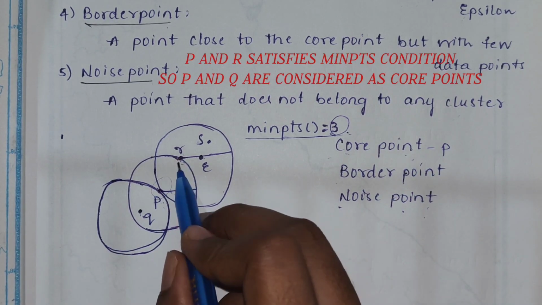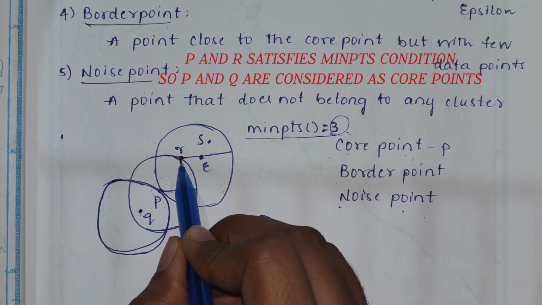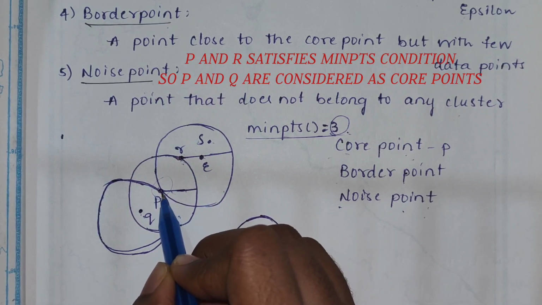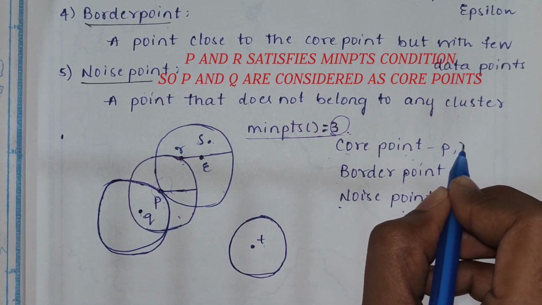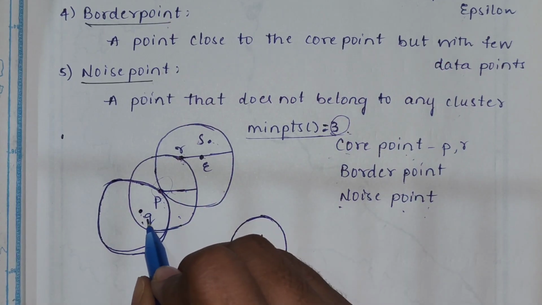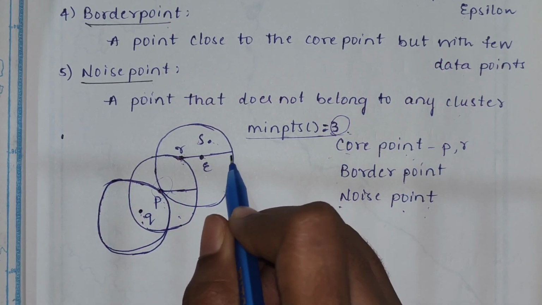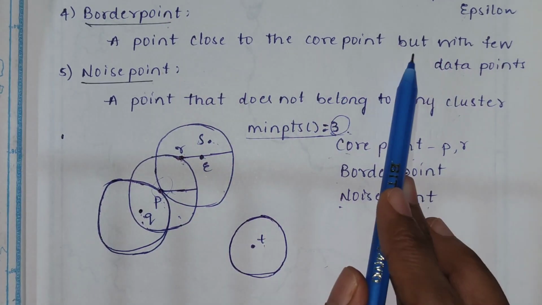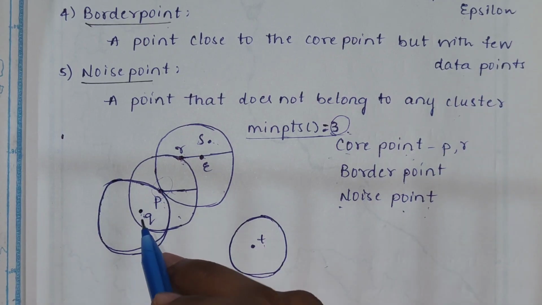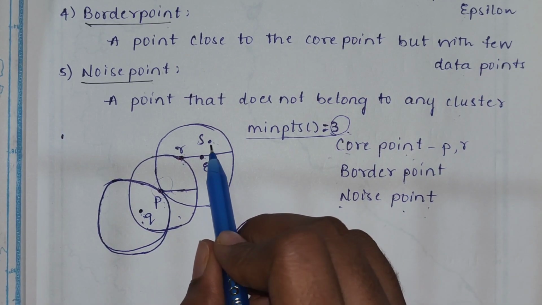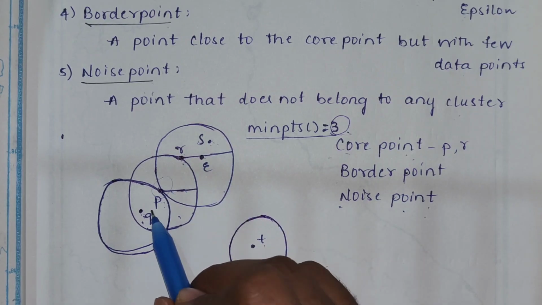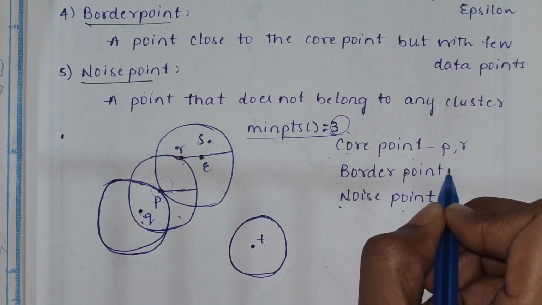And if we look at R, here we have R, S and P. So R is considered another core point. Understood? Here Q and S are border points, which means a point close to a core point but with few data points. Here Q does not satisfy minimum points, right? And also S does not satisfy minimum points. So Q and S are considered border points.